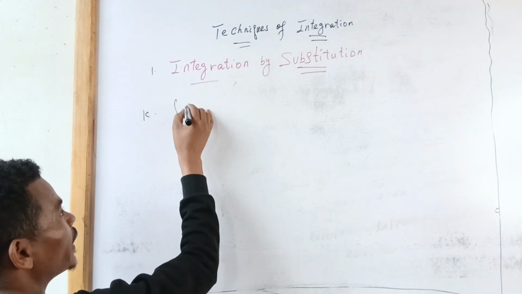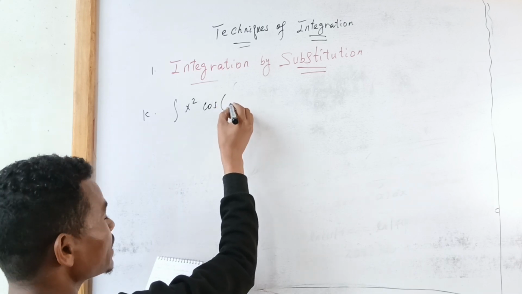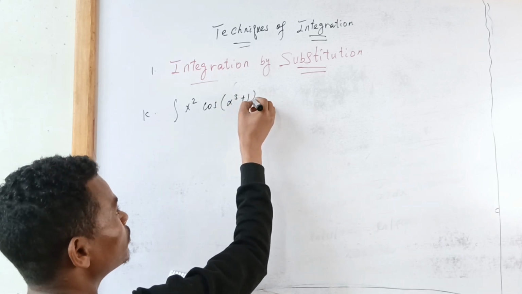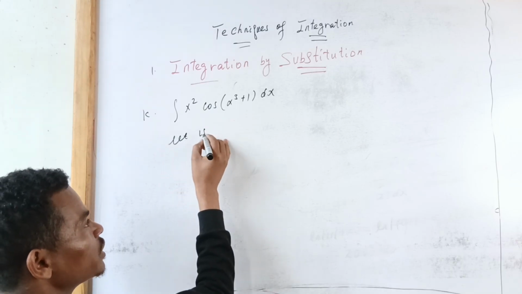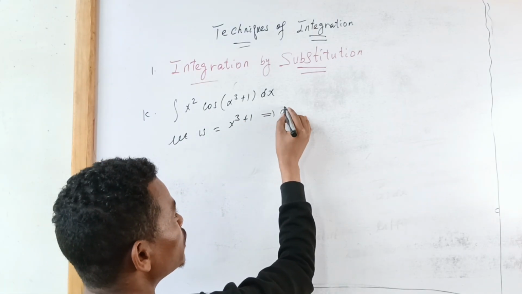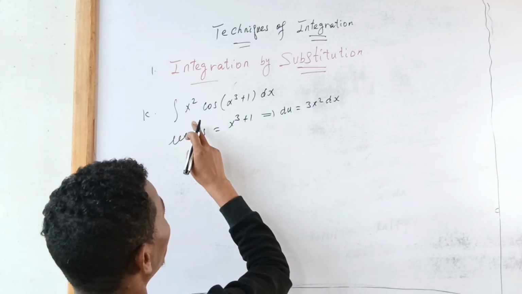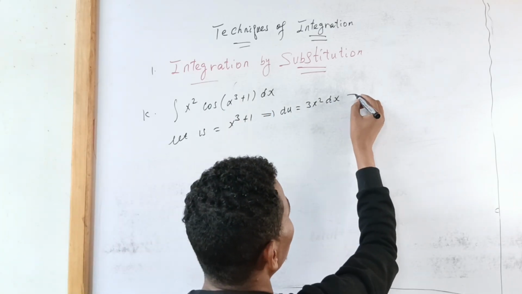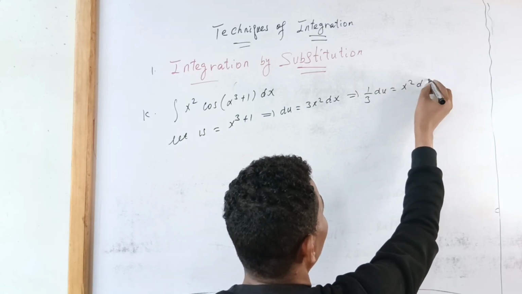Integration of x squared cos of x cube plus 1 dx. Again, in this case, let u is equal to x cube plus 1. This implies du is equal to 3x square dx. So what can we do? 1 over 3 du is equal to x square dx.